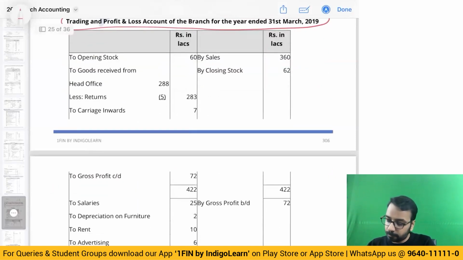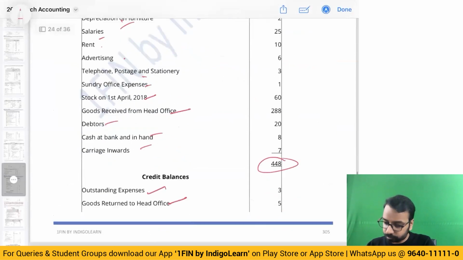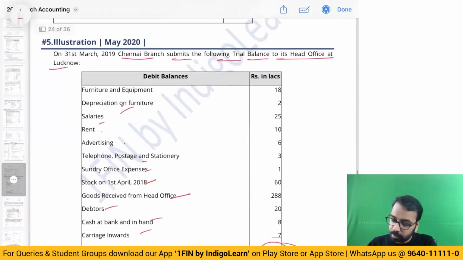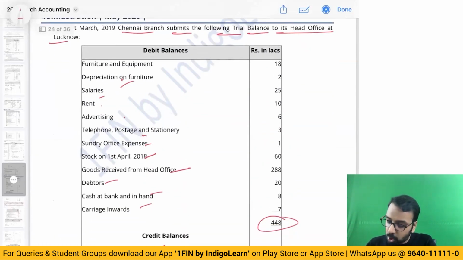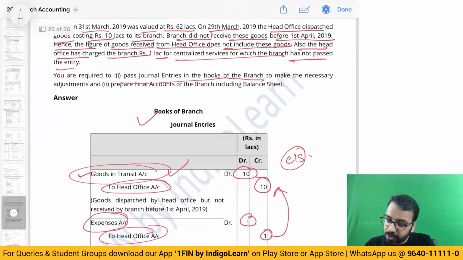Once that is done, stock on 1st of April, 60. What they have asked us to do is pass journal entries to make the adjustments, which we have done, and prepare the final accounts of the branch and the balance sheet of the branch.